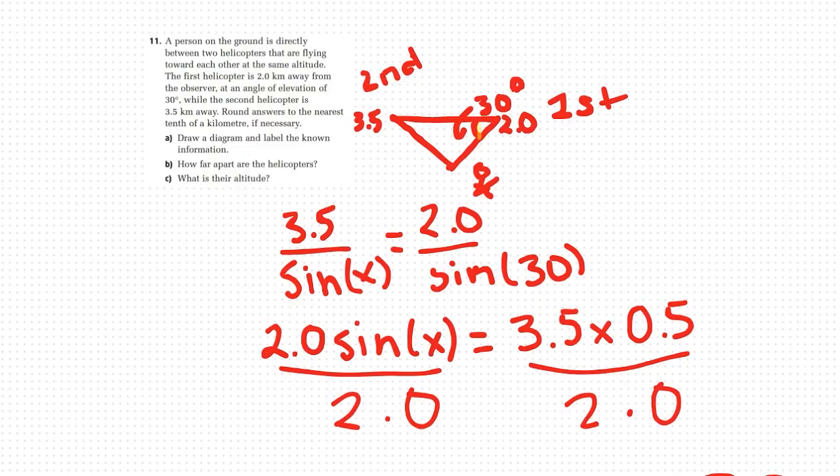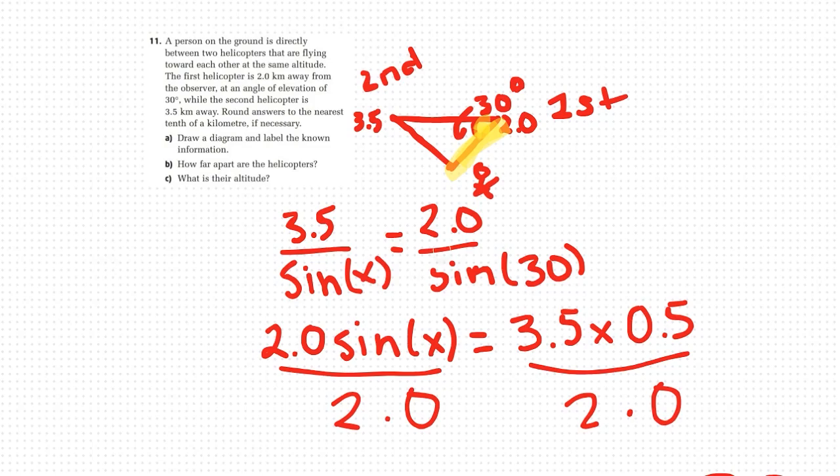30 degrees is this angle, and 2 is this side. This is the opposite. Side upon sine of the angle should be equal to 3.5 upon sine 30 degrees. This side upon this angle.